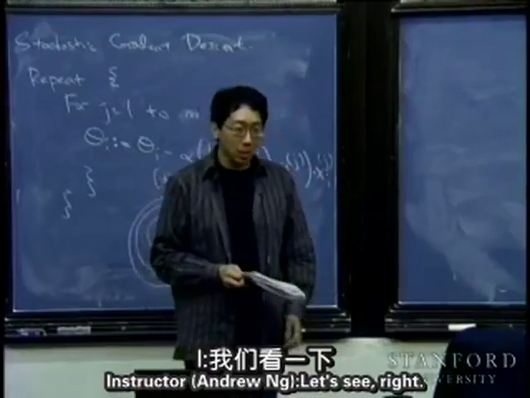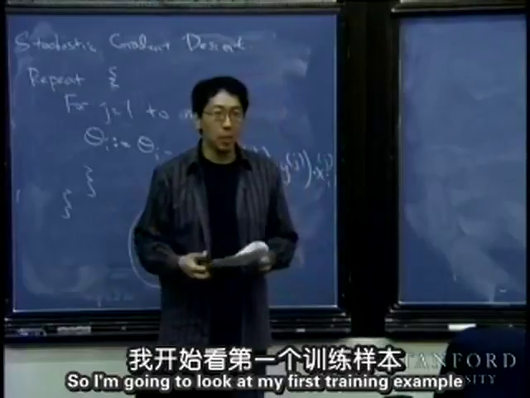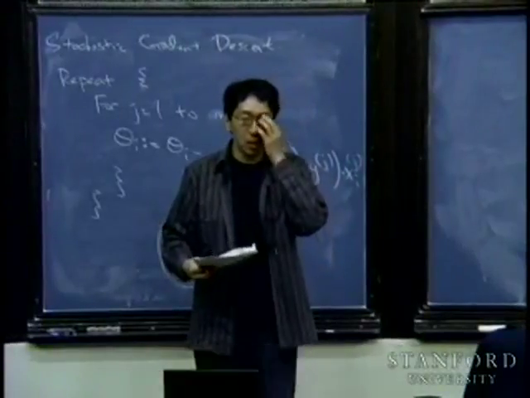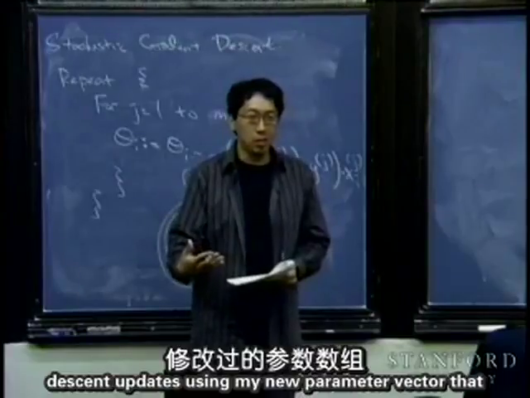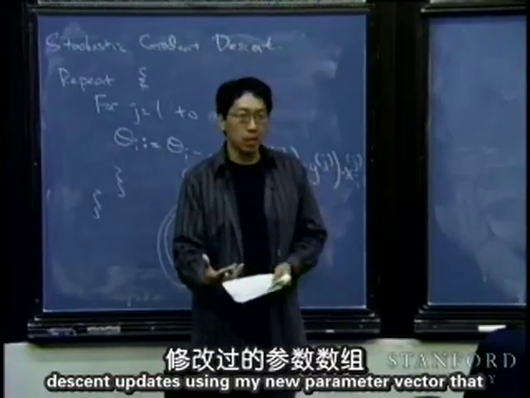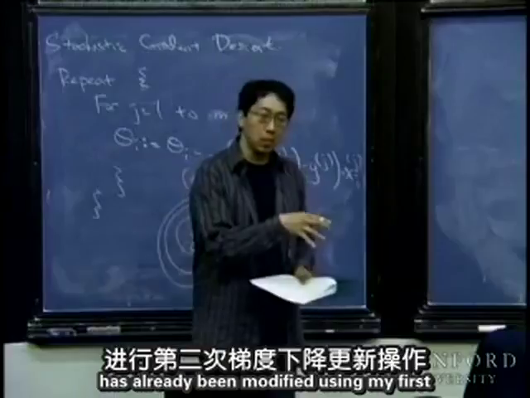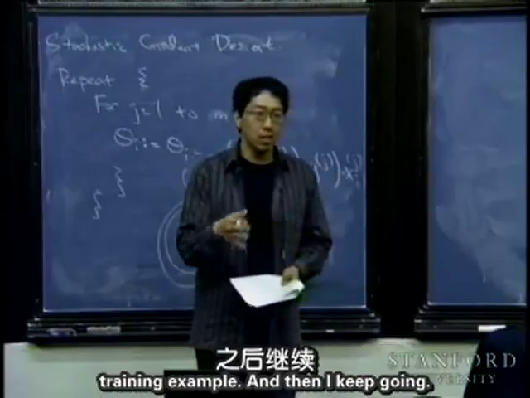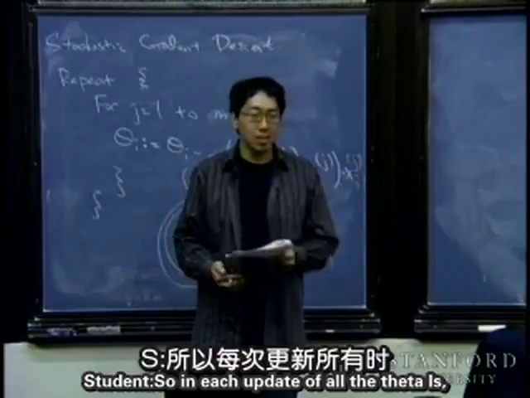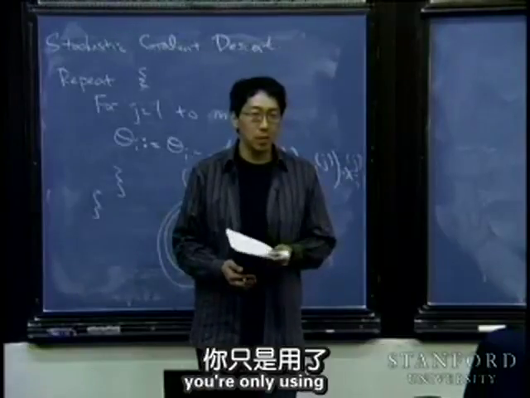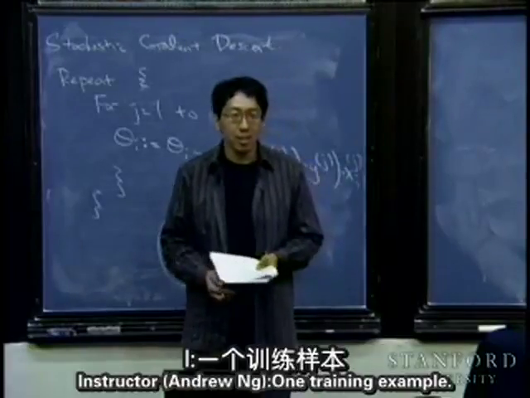Yeah, right. So I'm going to look at my first training example, and then I'm going to take a step, and then I'm going to perform the second gradient descent update using my new parameter vector that has already been modified using my first training example. And then I keep going. Does that make sense? Yeah. So in each update of all the theta i's, you're only using one training example. One training example.